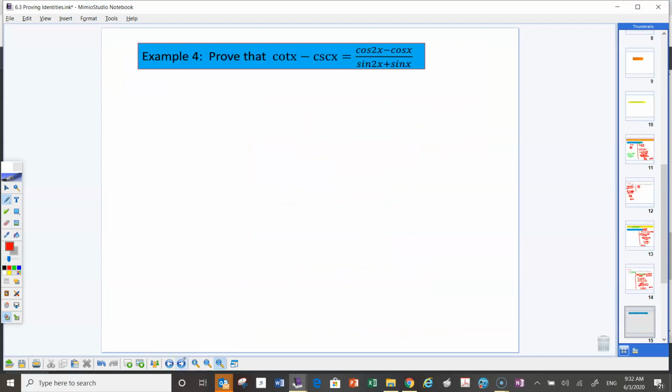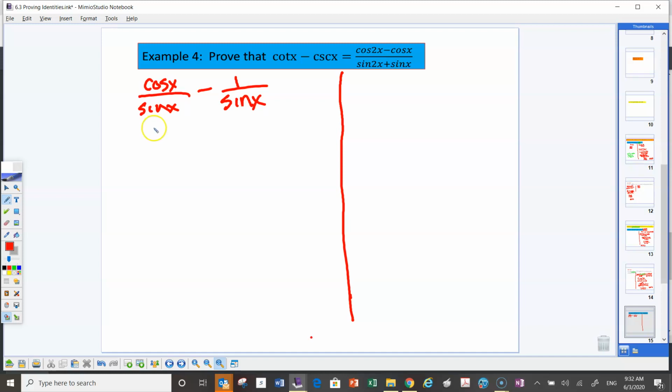Okay, in this next example, this one's a little bit tricky because it involves some double angle identities and it involves some factoring. So let's first of all deal with the left-hand side. Cotangent x is really cos x over sine x, and cosecant x is 1 over sine x. And if I combine those, because I already have a common denominator, I'm going to get cos x minus 1 over sine x. So that's what the left-hand side equals.